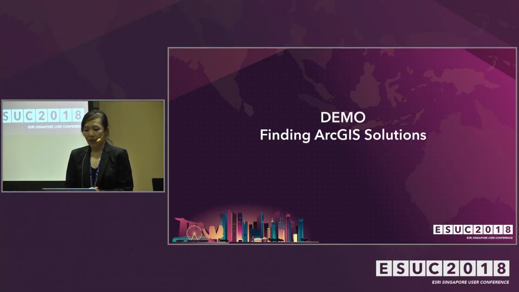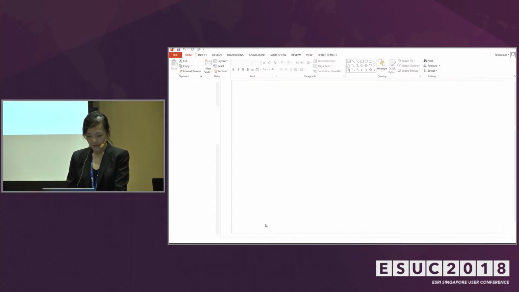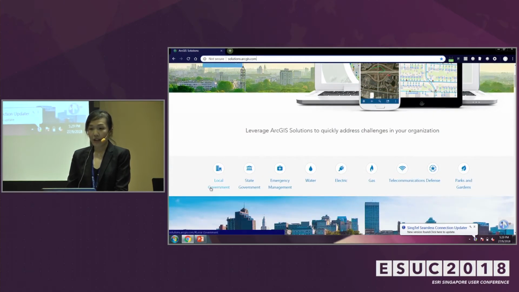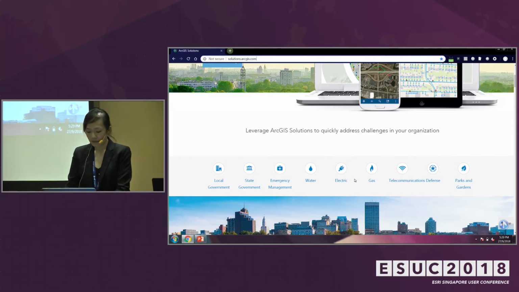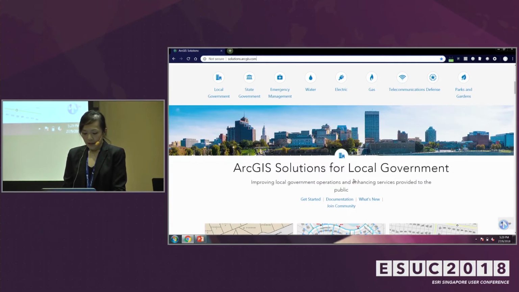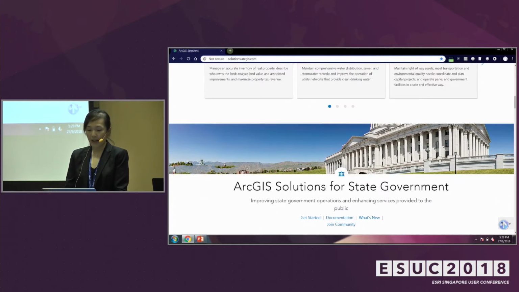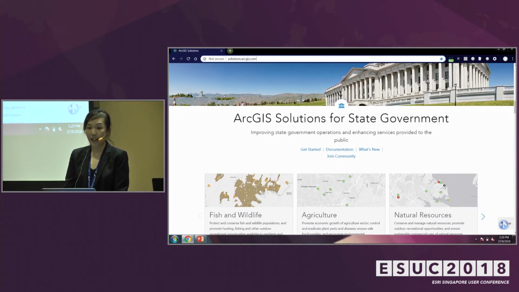Okay, so let's take a look at how you can actually find these solution maps and apps. The first thing you need to do is to go to the solutions homepage, and from here you can find maps and apps organized by the different industries. You have maps and apps for local government, state government, emergency management, and water, electric, gas, and telecommunications, and so on. So basically, you can navigate to your industry of interest. There is a whole list of available maps and apps designed for your industry from this landing page.